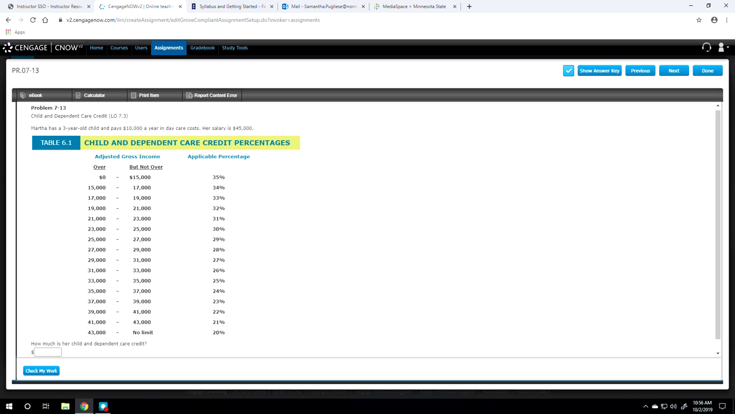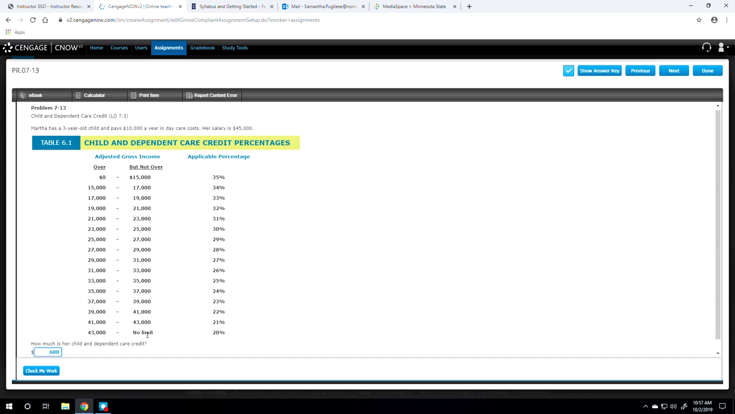So we're not going to get to use that entire $10,000 of daycare expenses since there's only one child. We can only use $3,000. So first of all, we can only use $3,000, and then we want to know what percentage we can apply to that $3,000. Her salary is $45,000. $45,000 is all the way down here at the bottom. So it's 20%. So $3,000 times 20% gives us $600. So that's kind of interesting to know.